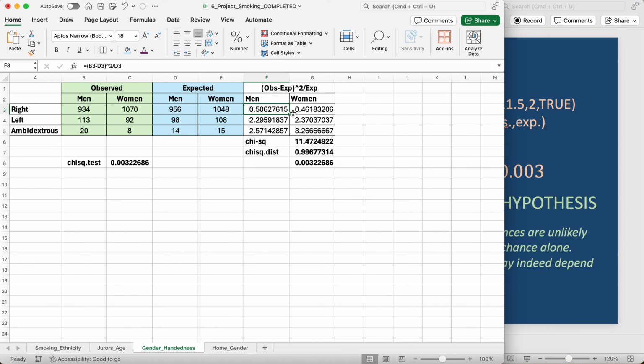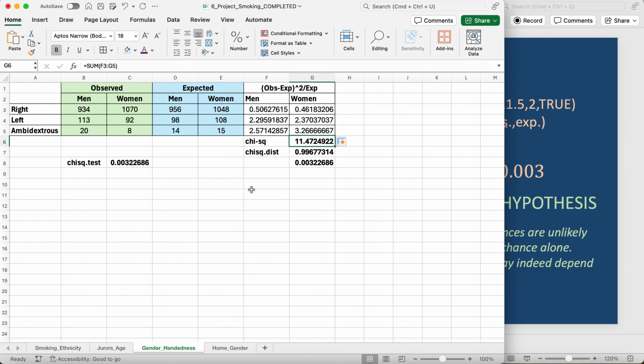And once you have this value, you can go to the lower right corner, drag it down, and that will fill in all these values. And then for the women, because of the way the table's organized, all I have to do is drag it over here, and it will fill in the women's values because the formula will update. When you drag to the right, instead of using this number, it'll use this number. Instead of using this number, it'll use this number, and it all works out. So then you sum all these values up, and you get a chi-square of 11.47.